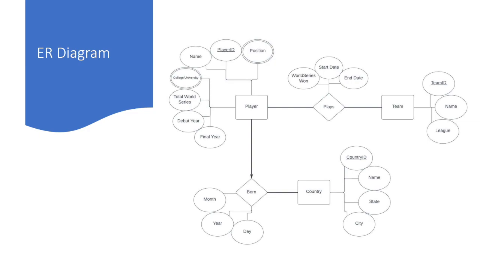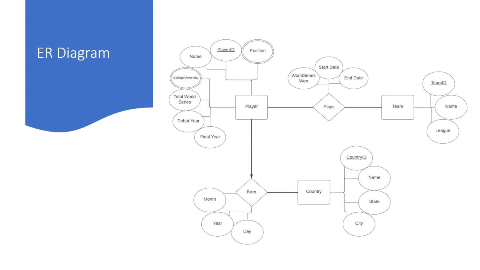Here is our ER diagram for a project on MLB players and their place of birth, country of birth. We have 3 entities and 2 relationships. Our focus is the player entity and it has 7 attributes. The primary key of the player is the player ID. Then we have a position attribute, which is stored in array type because players can play many positions or could have switched positions throughout their careers.